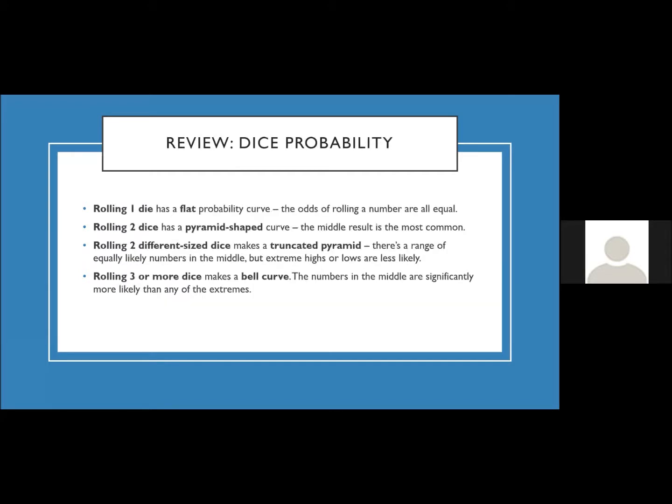If you're only rolling one die in your game, it is a flat probability curve. The odds of rolling a number are equal, no matter what number it is. Rolling 2 dice gives you a pyramid shape, where the average result is also the most common result. Or where the median result, my bad, is also the most common result. If you're rolling 2 different sized dice, it makes a truncated pyramid. There's a range of equally likely numbers in the middle, but extreme highs or lows are less likely. If your game uses 3 or more dice, the probability ends up looking like a bell curve. The numbers in the middle are significantly more likely than any of the extremes.